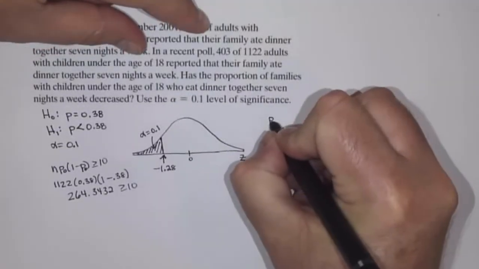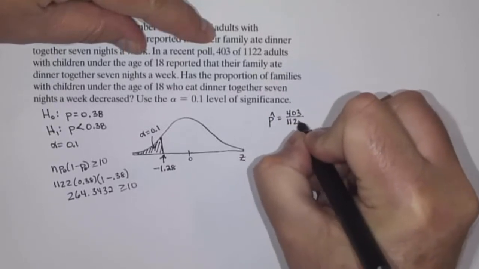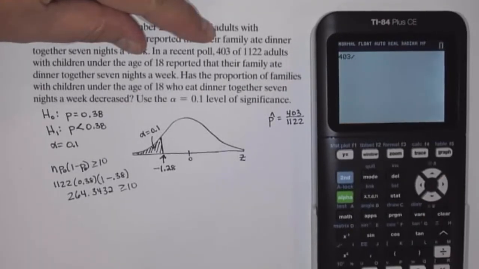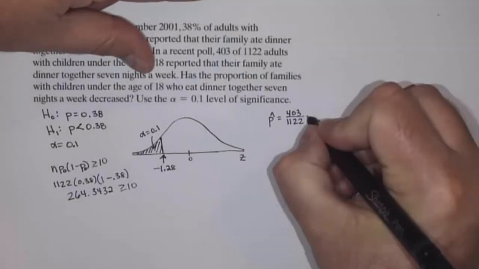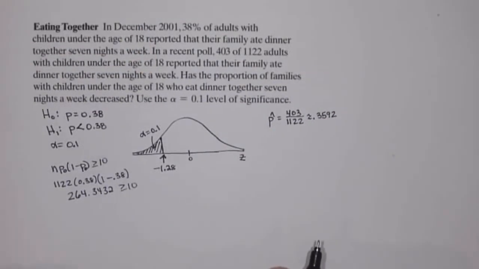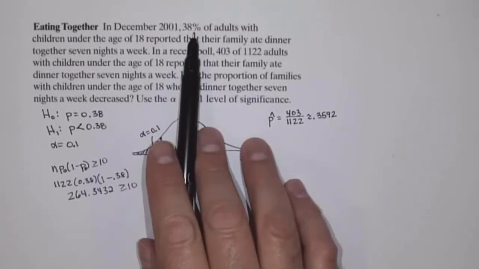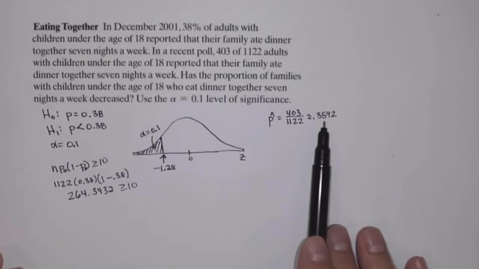So my p hat in this problem is 403 out of 1,122. So 403 divided by 1,122, that is almost 36%. I'm going to carry that out to 4 places, so that would be 0.3592. So this is approximately 0.3592. So again, in 2001, it was 38% of adults with children that ate dinner together 7 nights a week. We just got a sample where it was about 36%.